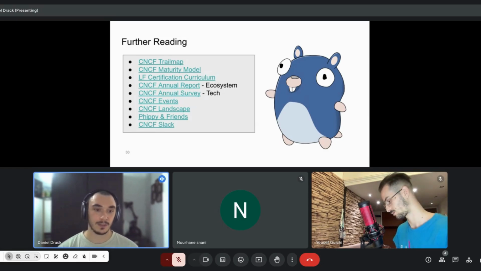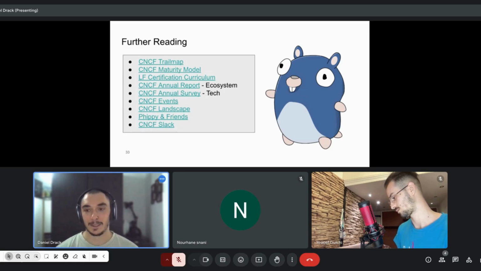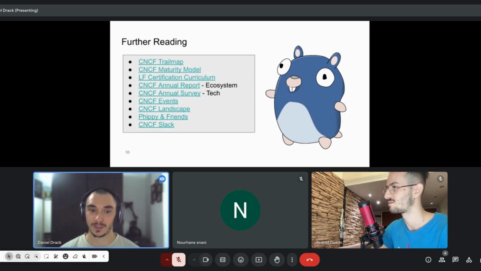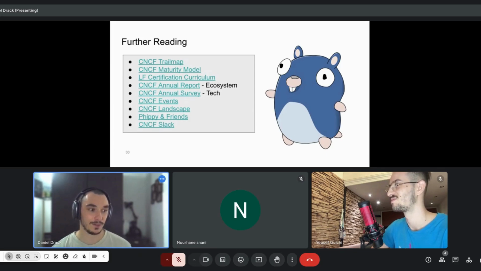And I also included a link to Phippy and Friends, since there is also a child-friendly domain of how to convey Kubernetes knowledge to children based on small little goofers and animals, which is called Phippy and Friends, which is actually quite cute.